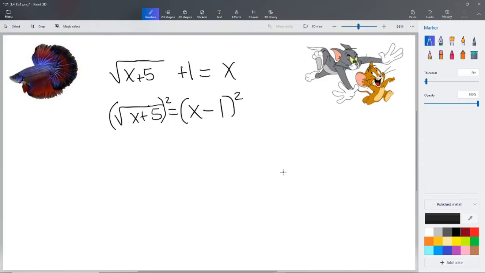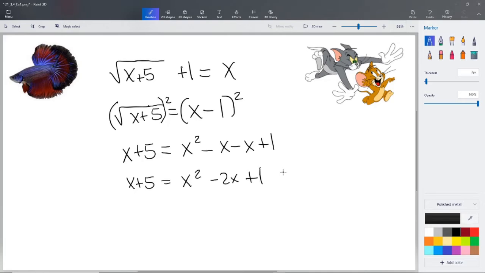Squaring the left is easy. What's in the radical comes right on out, so it becomes x plus 5. On the other side, though, not quite as good, because this is a FOIL that has to happen. The F in FOIL is x times x, which is x squared. Then the outside is x times negative 1, which is minus x. The inside is negative 1 times x, which is minus x again. And finally, last is negative 1 times negative 1, or plus 1. That's going to give us x plus 5 equal to x squared minus 2x plus 1.